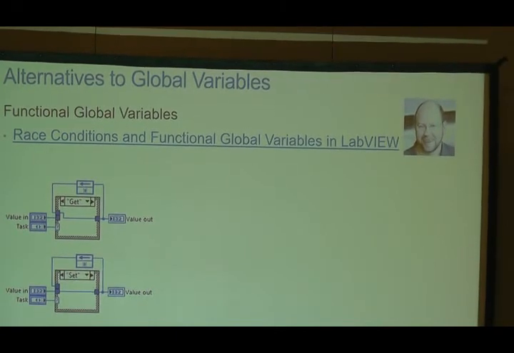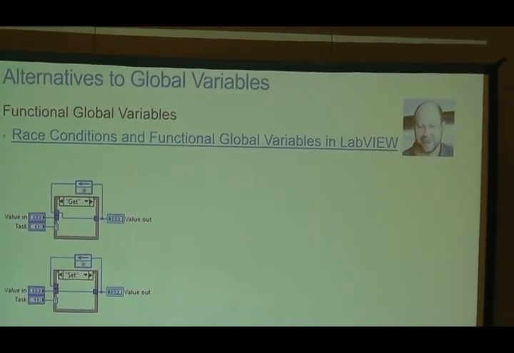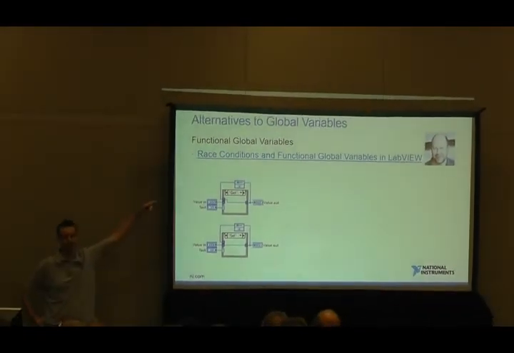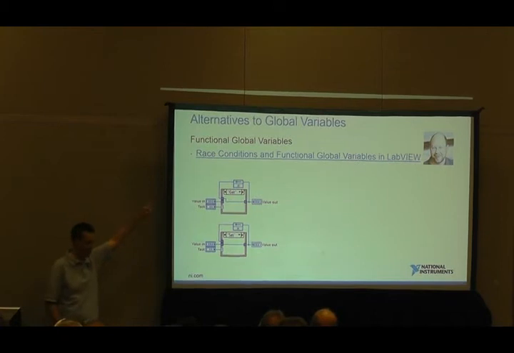So Brian Powell, is he in here? Sorry, I don't get to embarrass him. He actually had a nice blog for a while, I don't remember the name of the blog. But he had a great article on how race conditions and functional global variables were somehow related. Because somewhere, someone said, I use a functional global variable, therefore I eliminate race conditions. And he's like, where did that come from? Somewhere in training, basically.